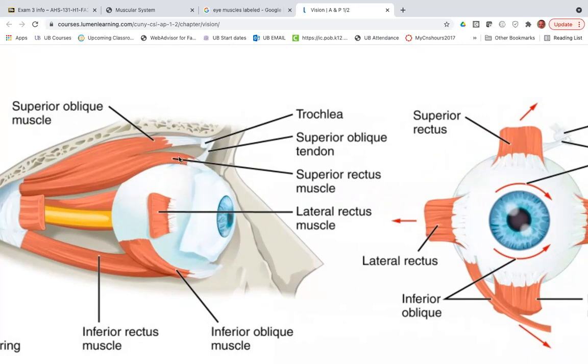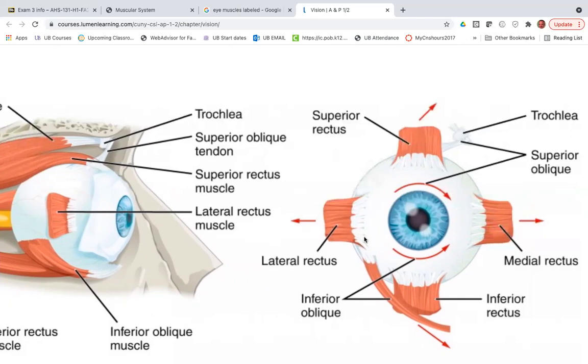Now, this is looking at the eye from the lateral view, right? Here's the nose, here's the outside of the eye. So the one way on the outside is the lateral rectus. The one that would be way on the middle of the eye is the medial rectus. The one way on top, superior rectus. And the one way on the bottom, inferior rectus. Then the 2 are the obliques, the superior oblique on top, and then the inferior oblique on the bottom.